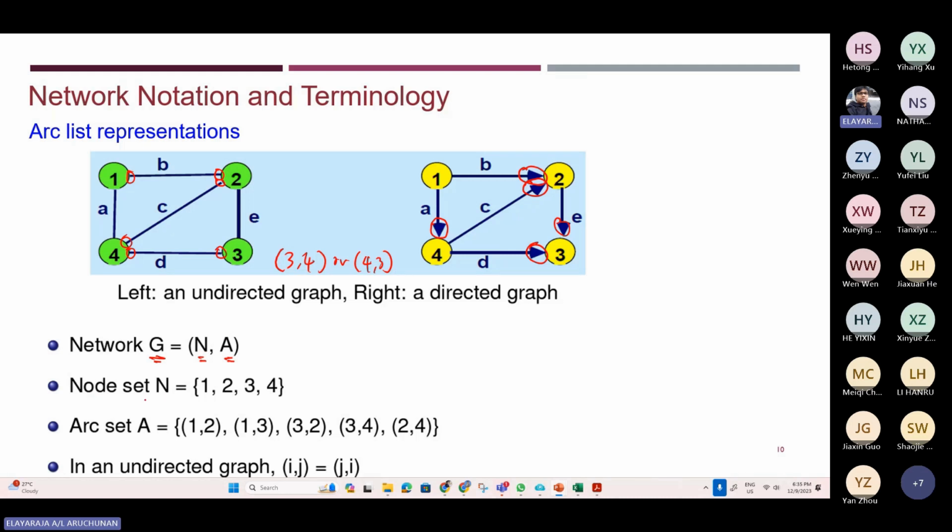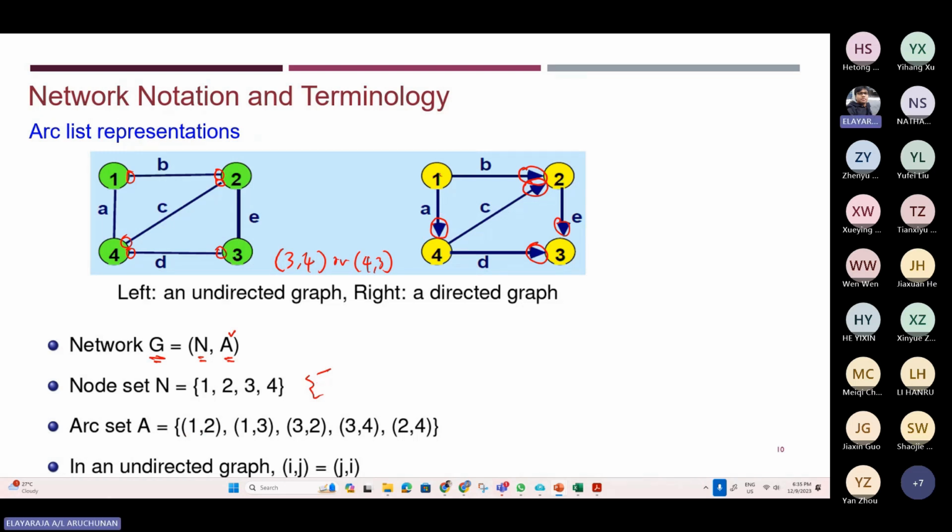The node set N is usually represented as 1, 2, 3, 4, in curly brackets. The 1, 2, 3, 4 indicates all the nodes involved in the system or in the network model. For example, if it is 1 to 10, then there are 10 nodes in that model. Now the arc set A. So for A, we are going to look at the arc set, and it will illustrate all the directed arcs.